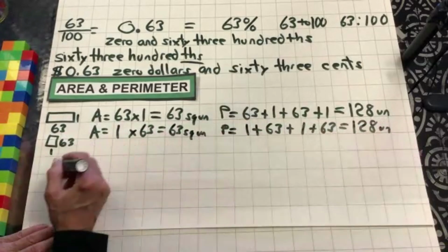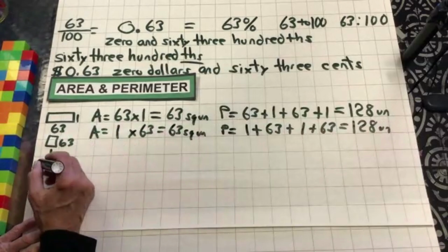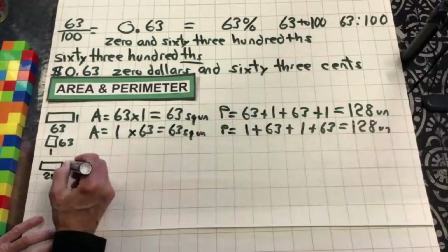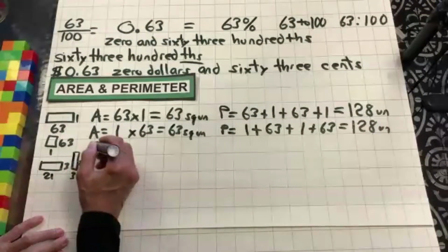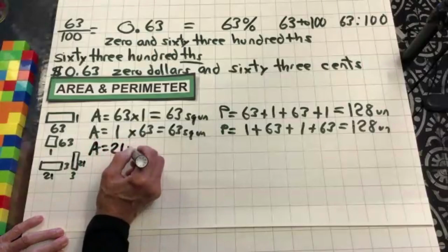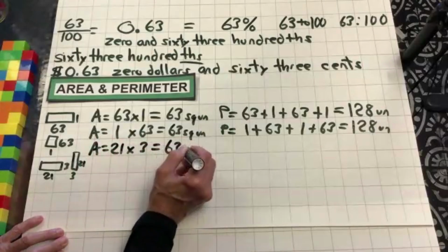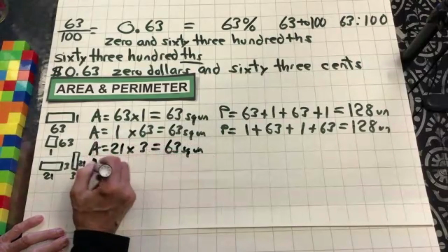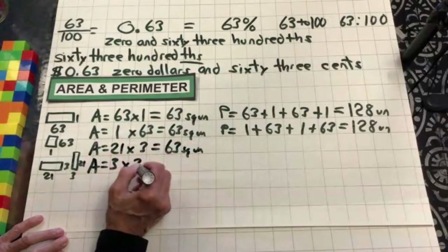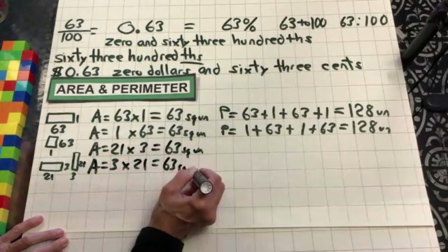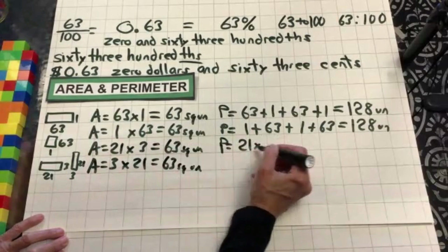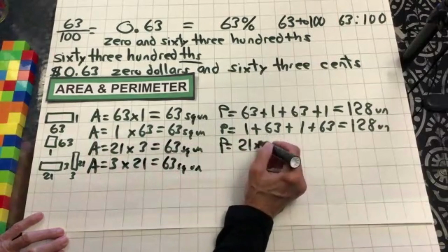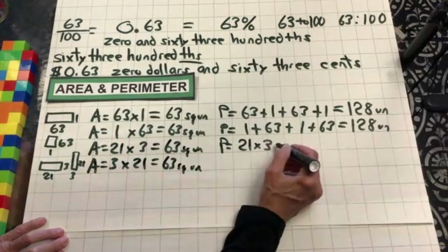All right, and then we have a 3 by 21 or a 21 by 3. So we can write it both those ways. So here we go, 21 by 3, and a 3 by 21. And the perimeter, of course, is going to be a lot less because we don't have all 63 squares in a row. So we're cutting down.